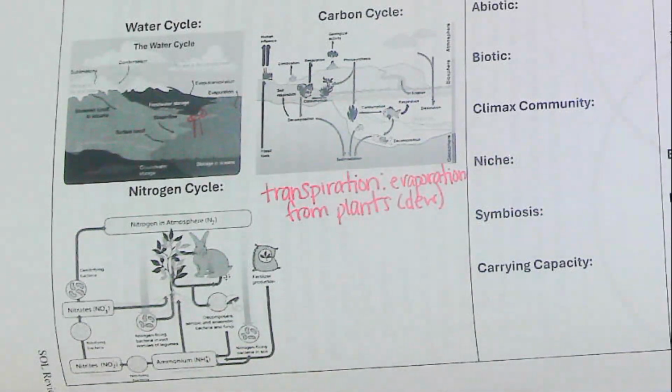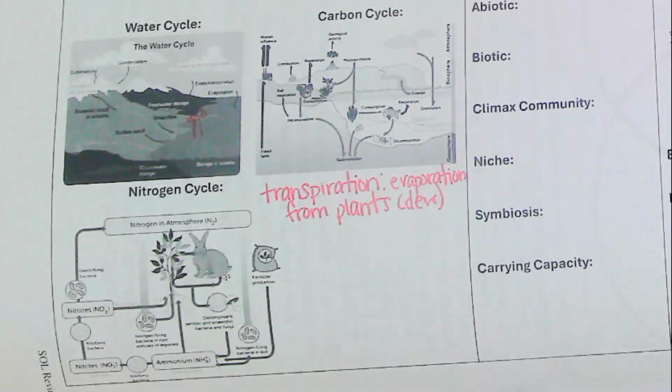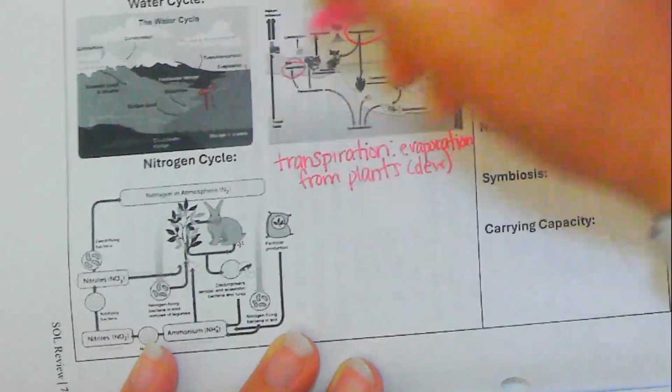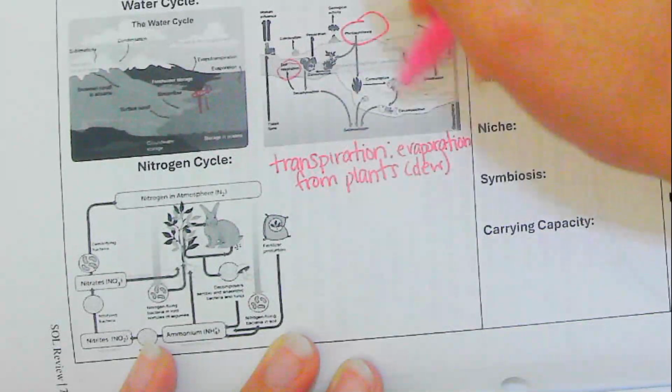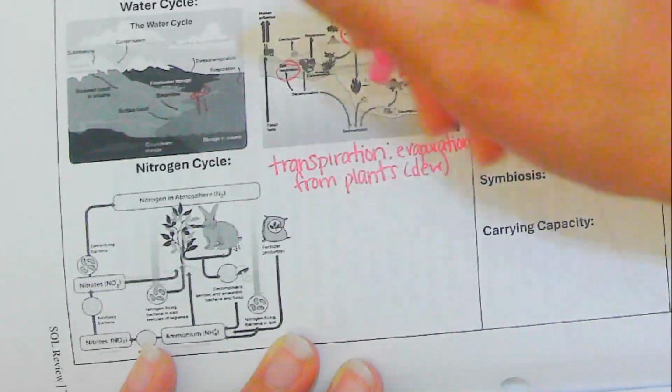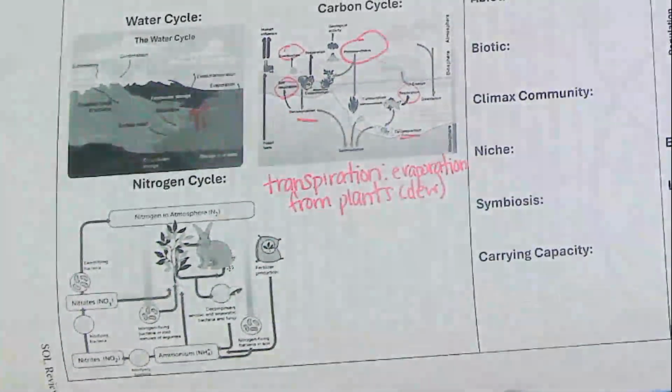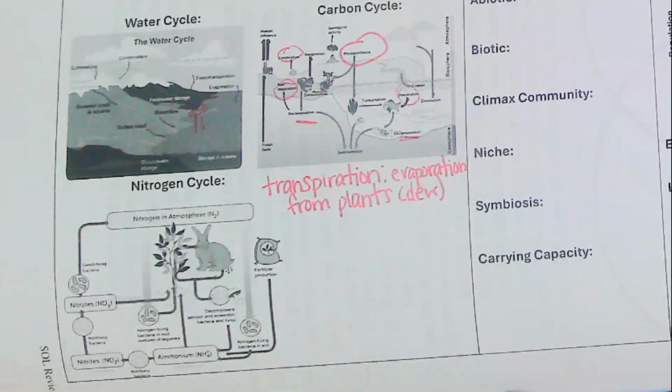Carbon cycle, for the most part, is just going to be photosynthesis and cellular respiration. Throwing in a little bit of combustion in there, it's how we put carbon dioxide back into the atmosphere. So you'll see it has photosynthesis, respiration, and then a little bit of decomposition and a little bit of combustion. It's just putting CO2, all those words you should know.